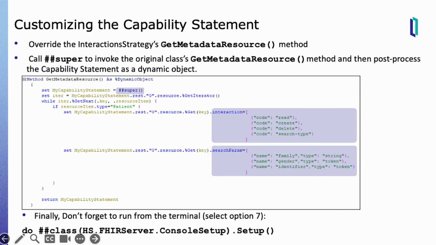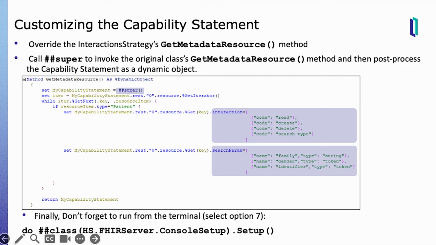Bear in mind that after creating that method, I'll need to actually activate it, okay? In order to update the capability statement, go to your terminal and run the console setup, okay? Select option number 7, which is update the capability statement. It would run this method, and then if you go to the metadata, you'll see that you got the updated information for your server, okay?